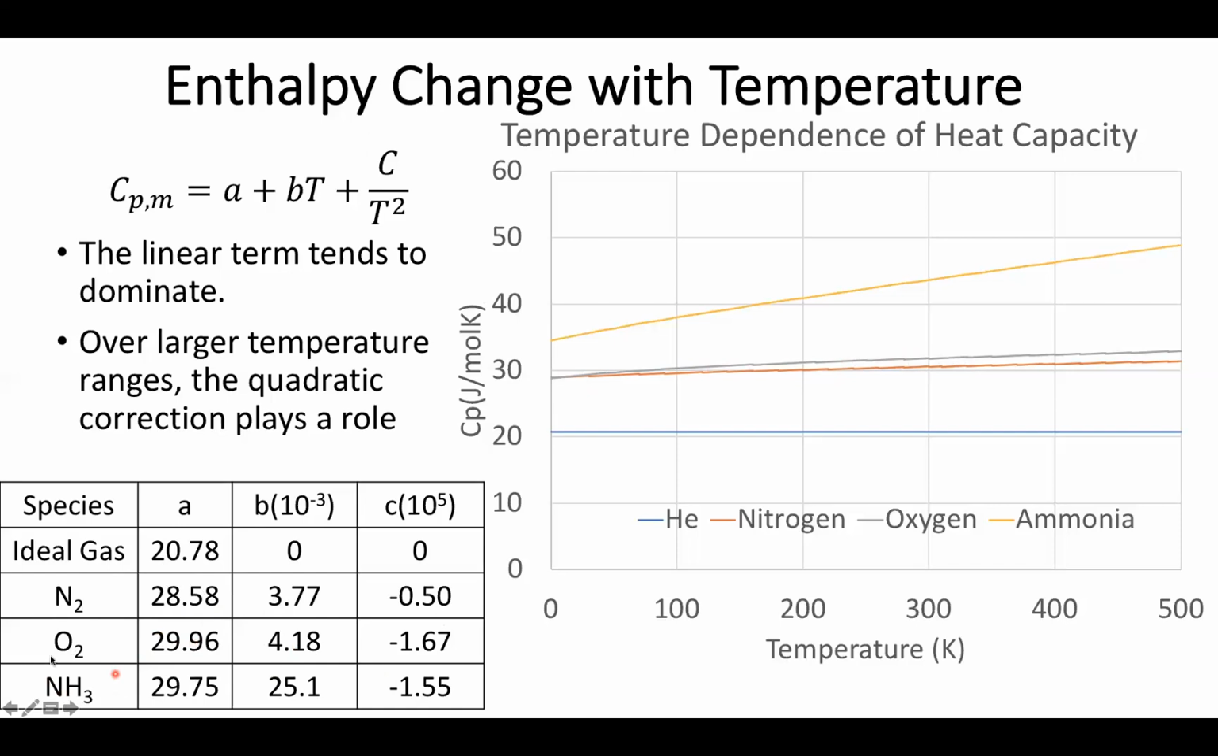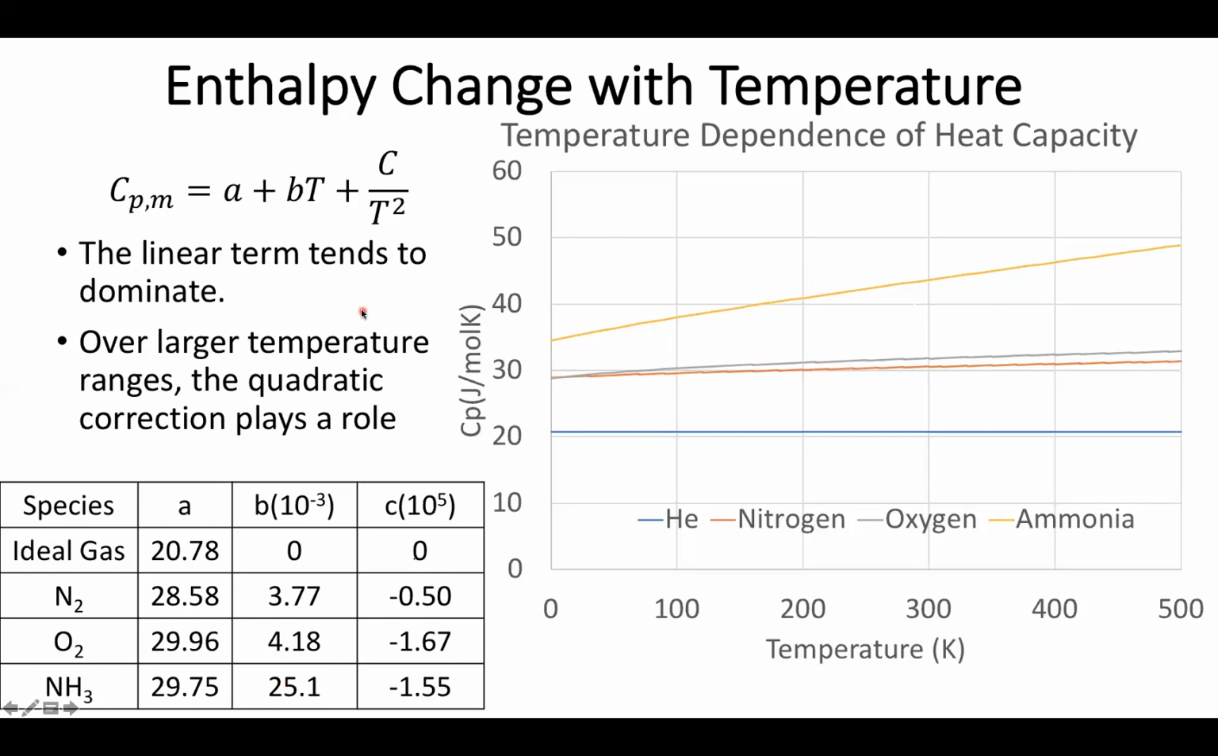Now, ammonia, with its ability to make hydrogen bonds, is going to have both a higher base heat capacity, because I have to break these hydrogen bonds to make it move, and a higher linear correction and second order correction due to the fact that I have to break these sorts of motions.